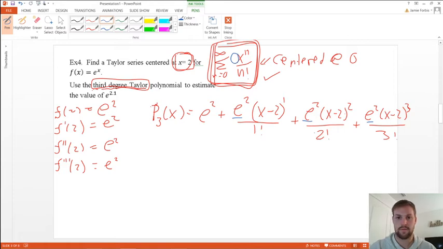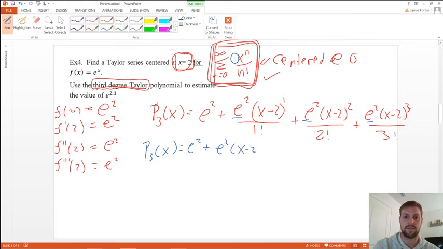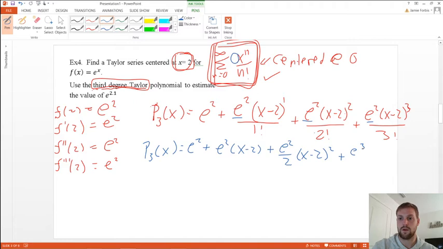And I could simplify that down if you want to. If you really want to simplify it, you can say that this is equal to e squared plus e squared times x minus 2, plus e squared over 2 times x minus 2 squared, plus e squared over 6 times x minus 2 cubed. All right, so that's simplified enough.